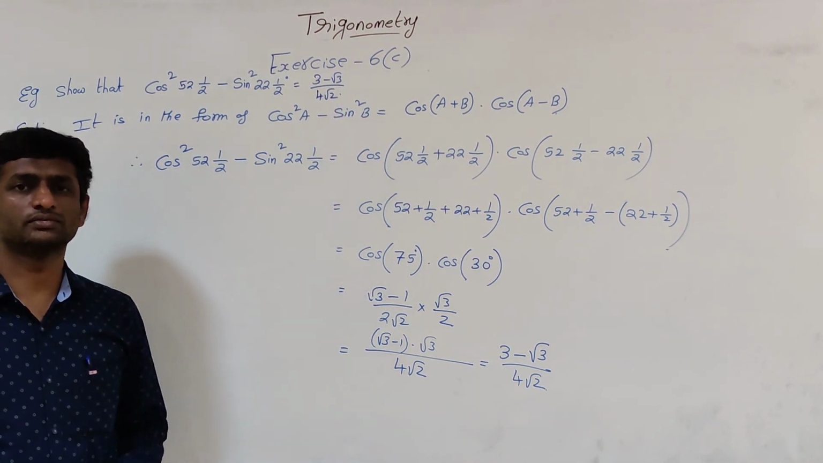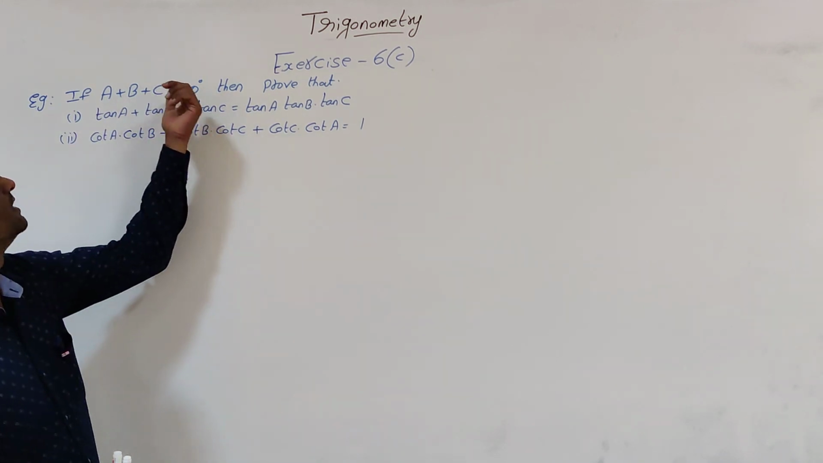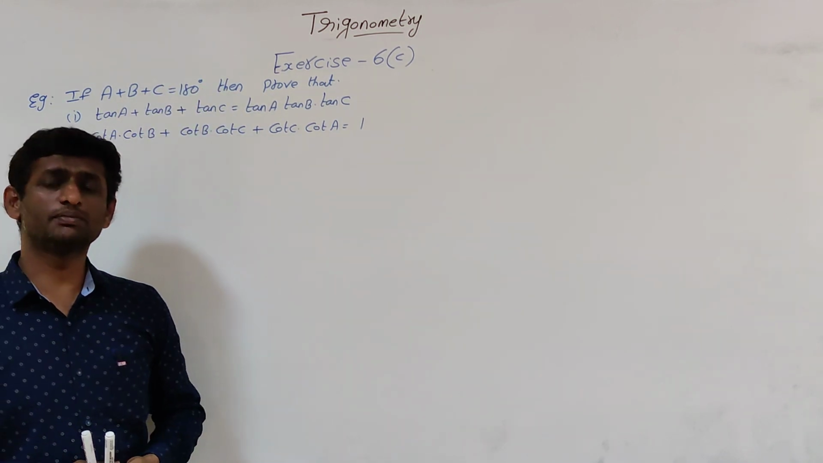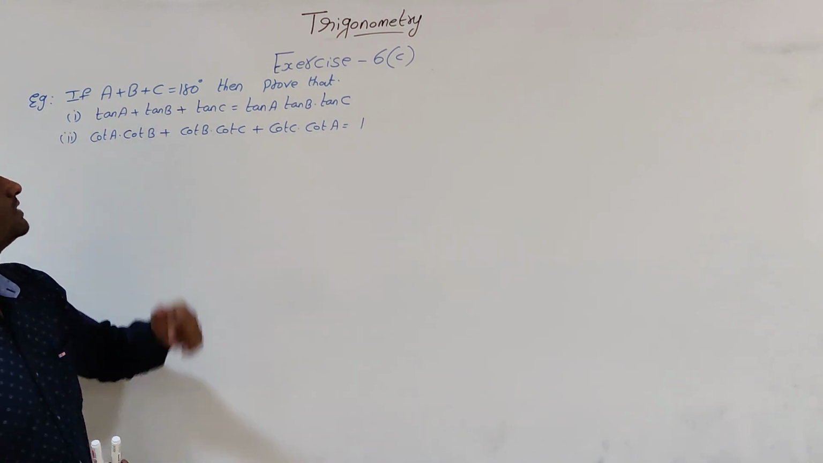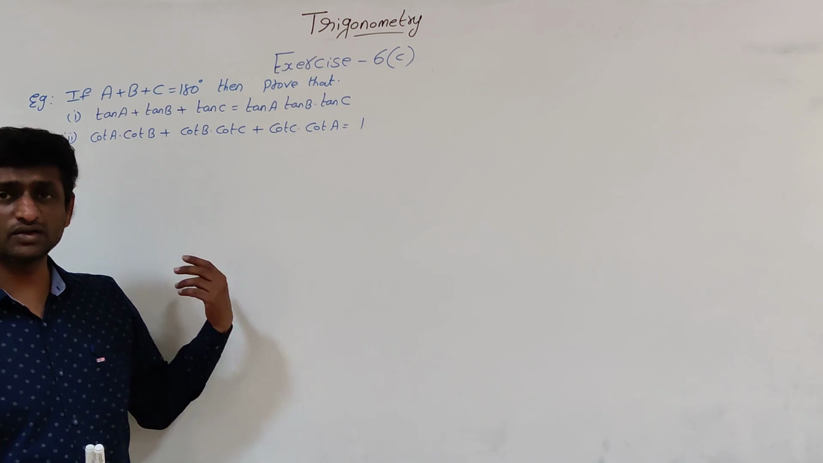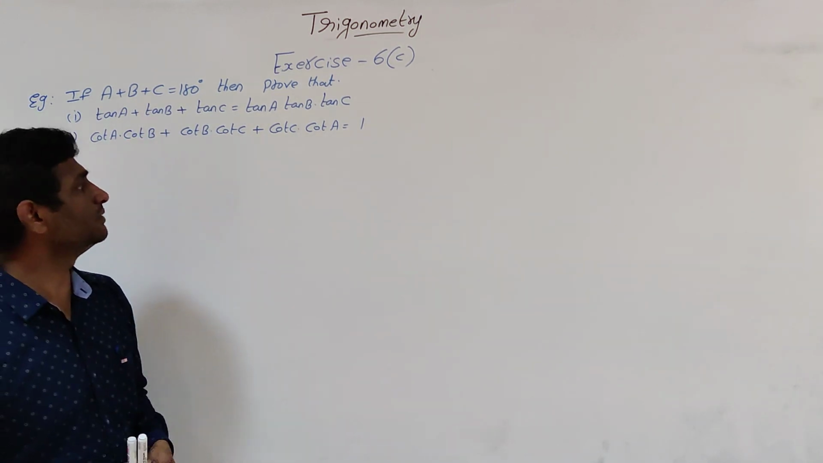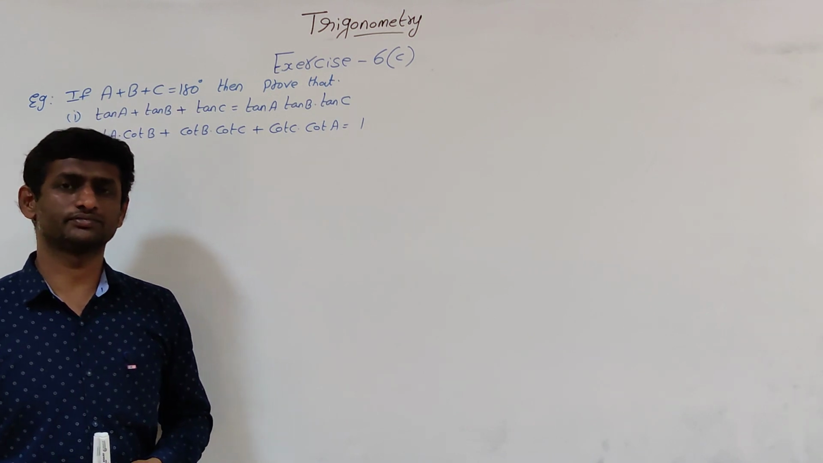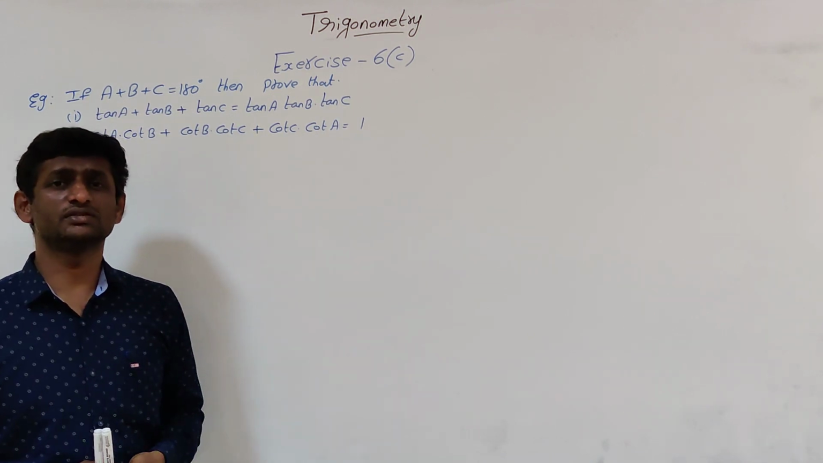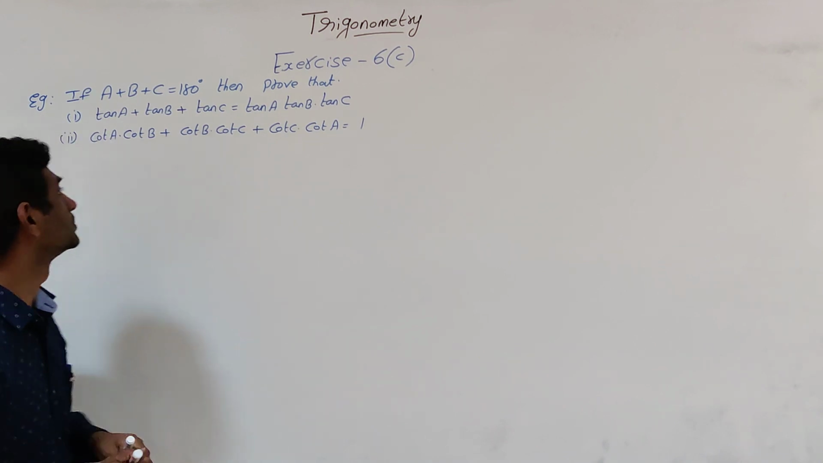Next problem. The problem is, if A plus B plus C is equal to 180 degrees, then prove that tan A plus tan B plus tan C is equal to tan A into tan B into tan C. The second question is, cot A into cot B plus cot B into cot C plus cot C into cot A is 1. So what is the condition? The sum of the three angles is 180 degrees. So we'll see the proof.